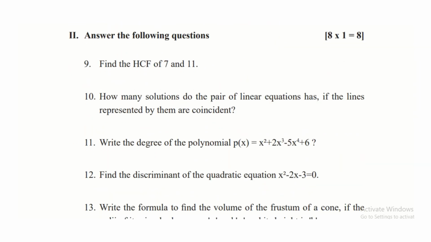Then question number 9. Find the HCF of 7 and 11. 7 and 11 are co-primes. The meaning of co-primes is the two numbers which do not have a common factor. So 7 and 11, they do not have a common factor. So therefore the HCF of 7 and 11 is 1.